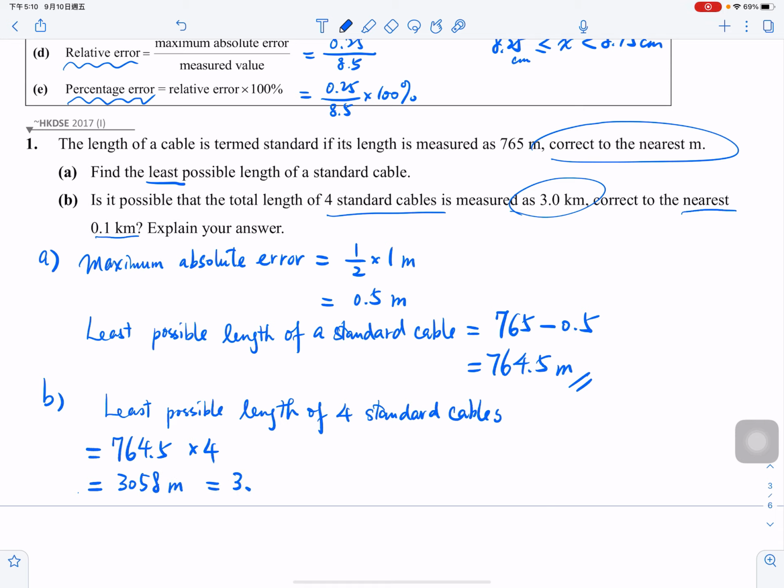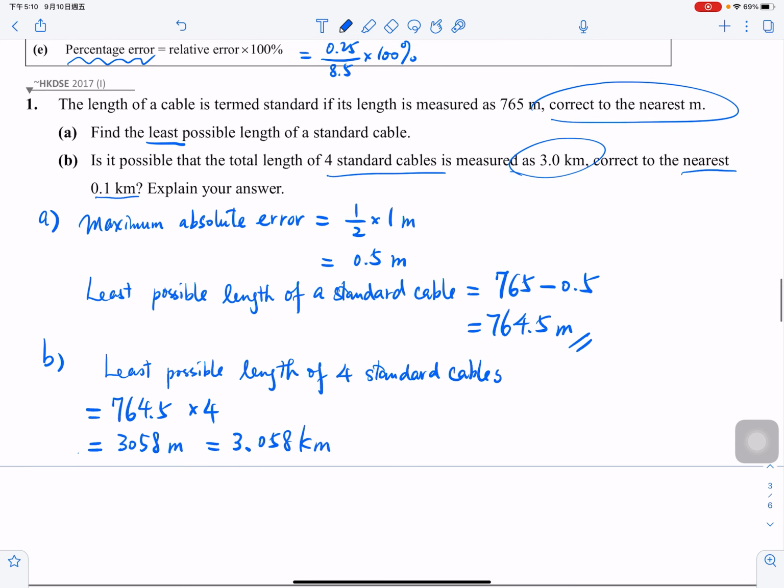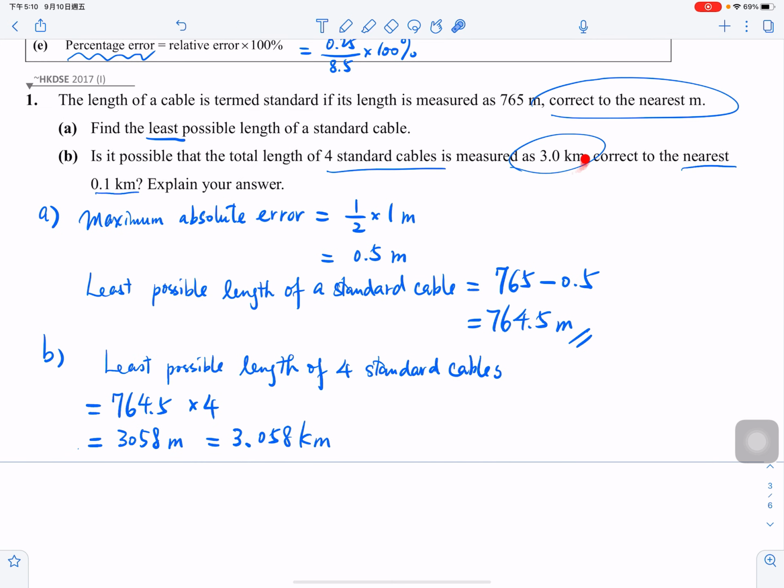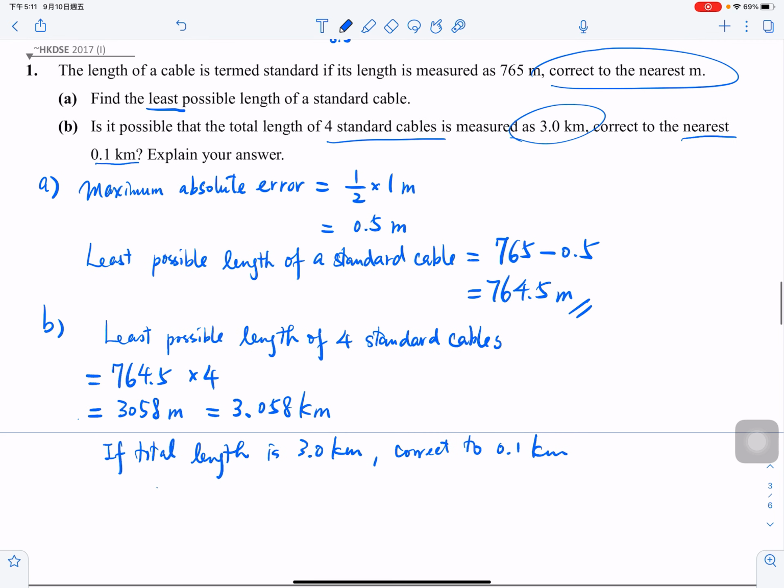That means 3.058 kilometers. Right? Okay. See? Is it 3.0? Check it. Okay. Upper limit. If now the total length is 3.0 kilometers, correct to 0.1 kilometers, that means what? Check it.